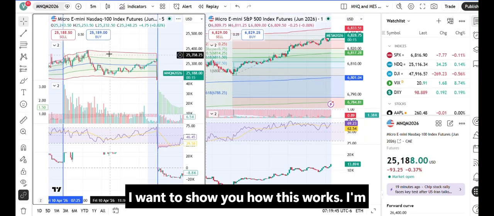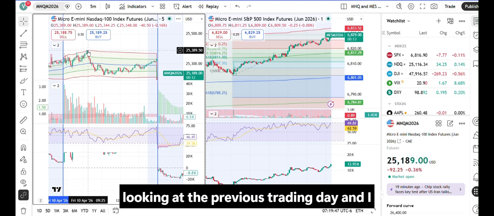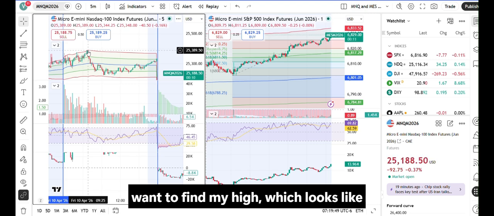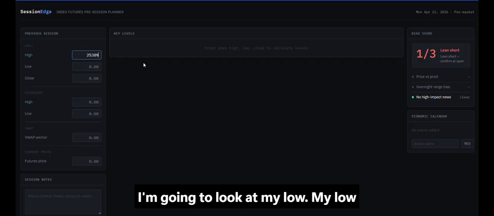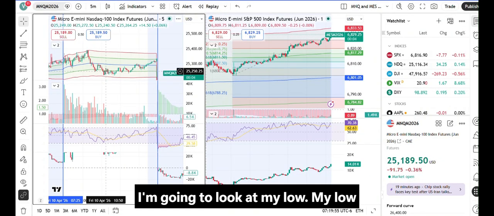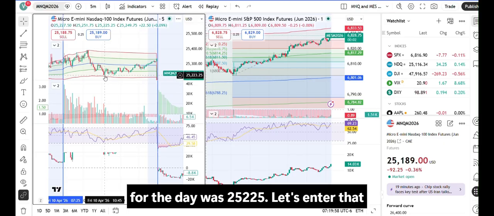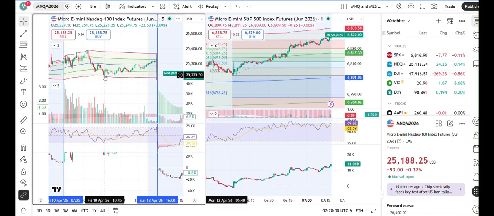I'm looking at the previous trading day, and I want to find my high, which looks like 25389. I enter that in Session Edge. I'm going to look at my low. My low for the day was 25225. Let's enter that in Session Edge.